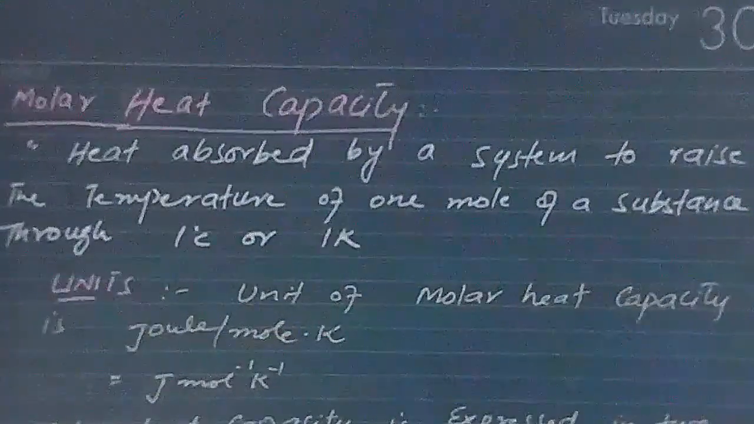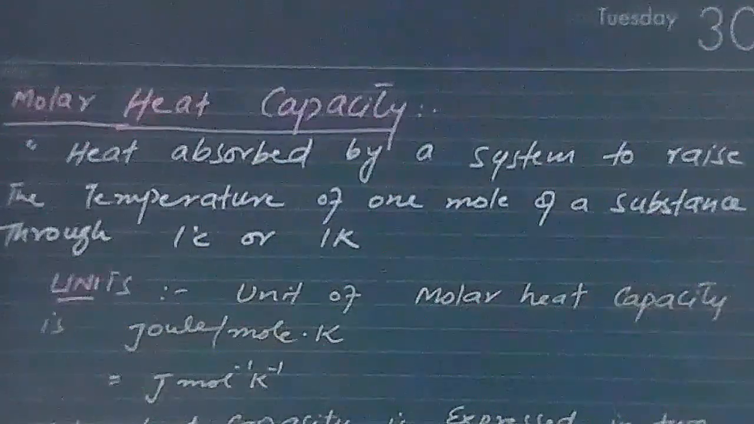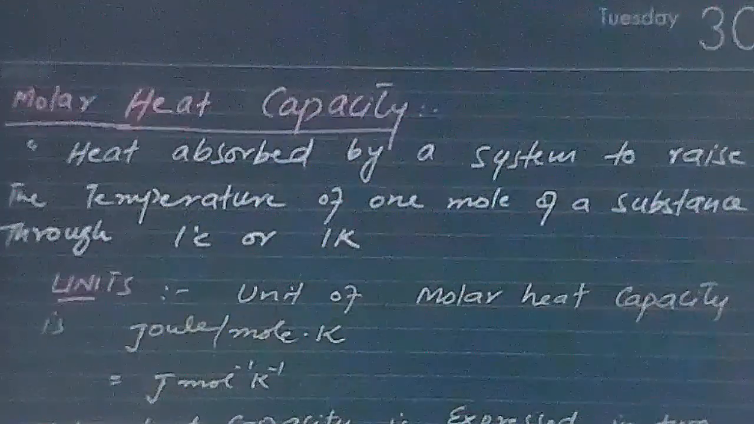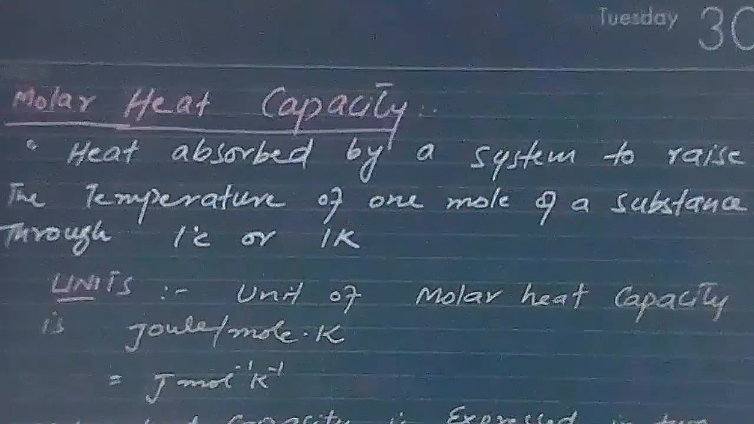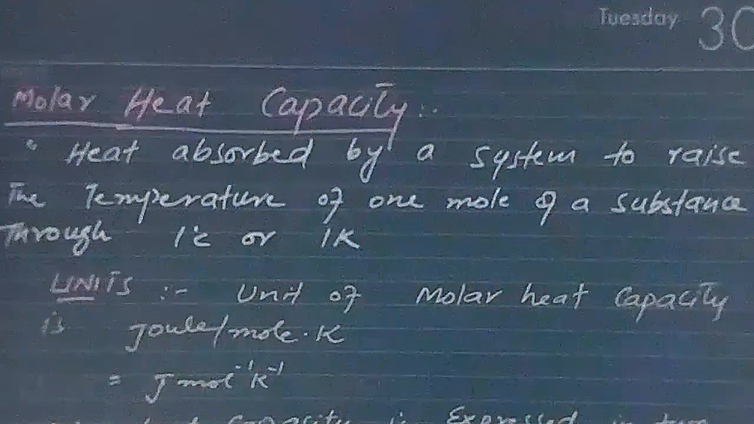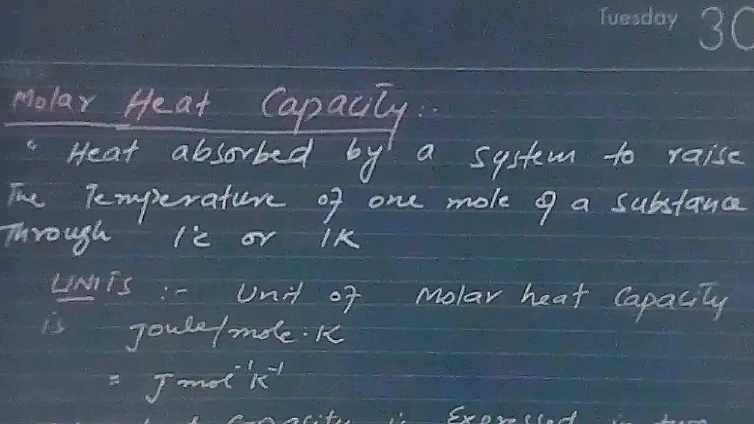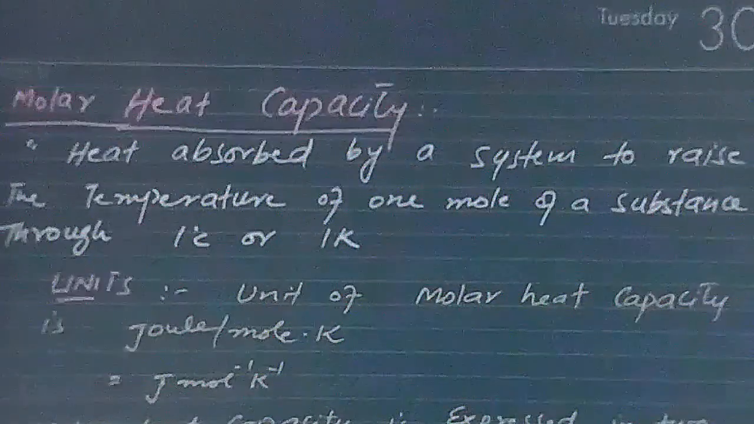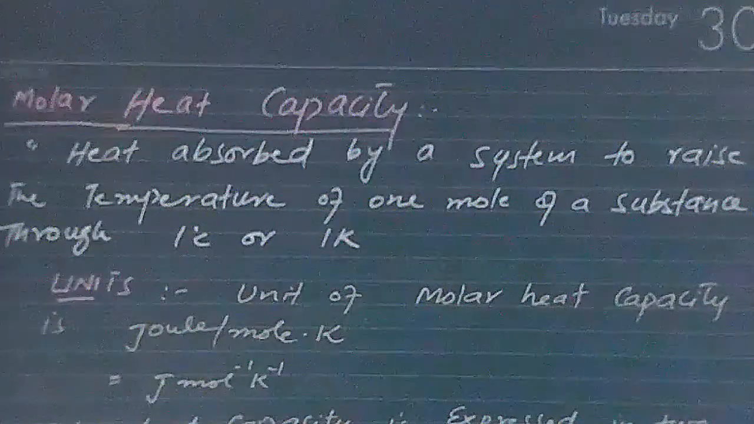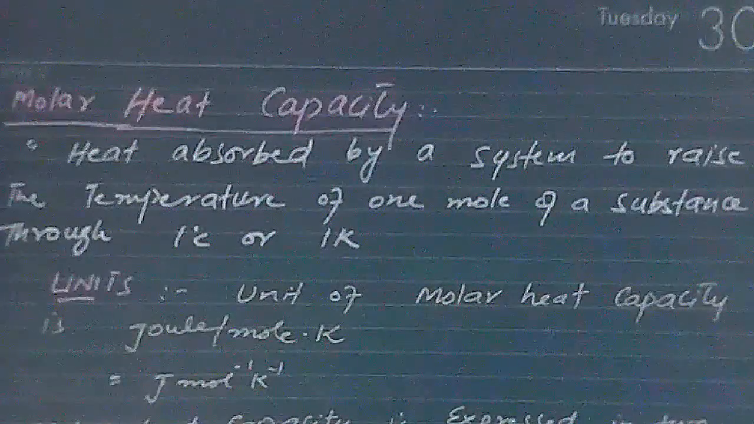Now what is molar heat capacity? It is the heat absorbed by a system to raise the temperature of 1 mole of a substance through 1 degree centigrade or 1 Kelvin. This rise in temperature of a system by 1 degree is called molar heat capacity, provided that the system has a substance which is 1 mole, because the term molar is used. Whenever molar is used, the substance must be 1 mole.